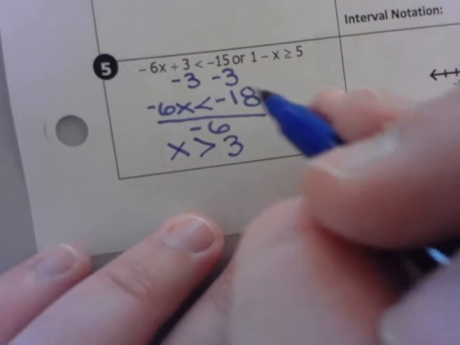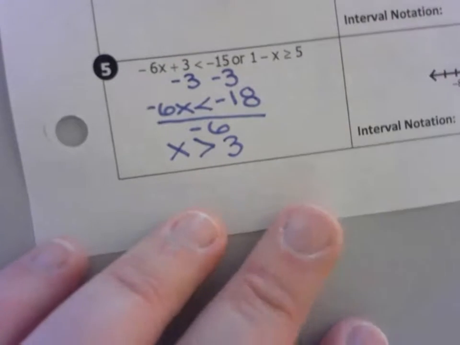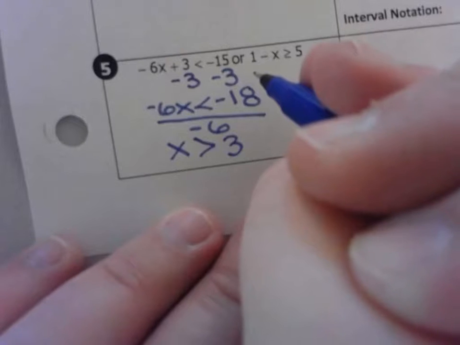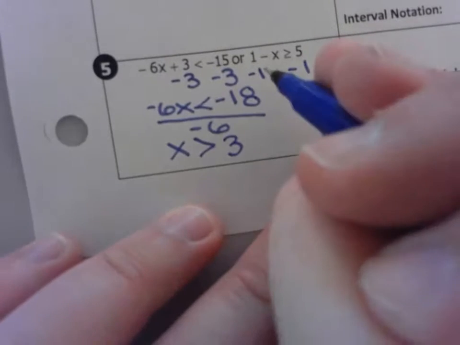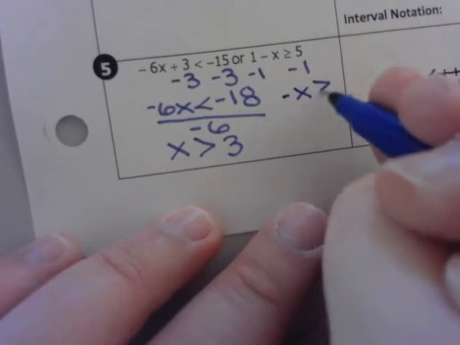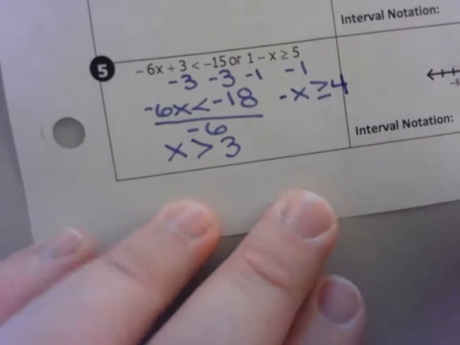Now let's look at my other one. 1 minus x is greater than or equal to 5. How do I solve that for x? Minus 1, minus 1. Here's a mistake I see. There is still a negative in front of the x. Do not lose that negative. It is still negative x is greater than or equal to what? 4.